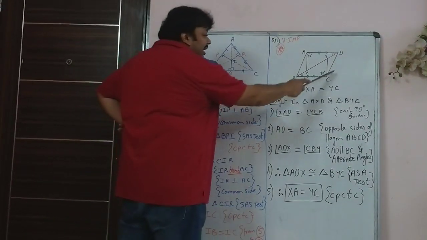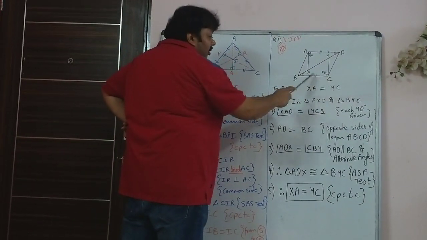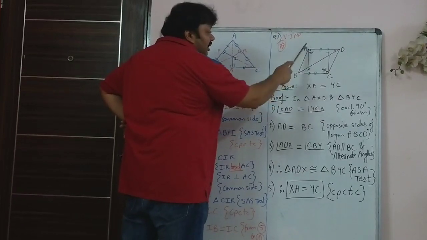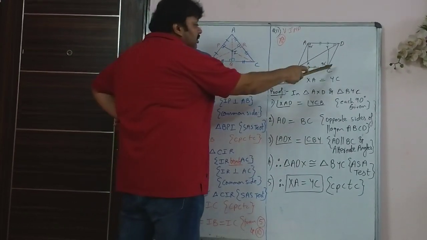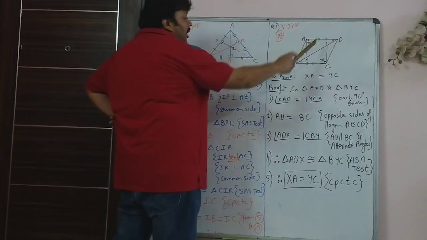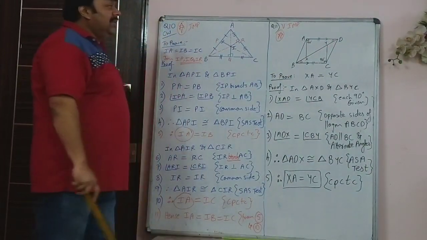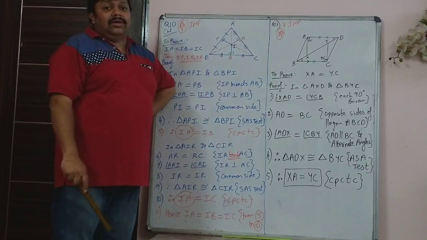So this angle, which looks more than 90 degrees, obviously this angle is less than 90 degrees. They both will add up to 180. So angle C is more than 90 and angle A, that means angle BAD, is more than 90.